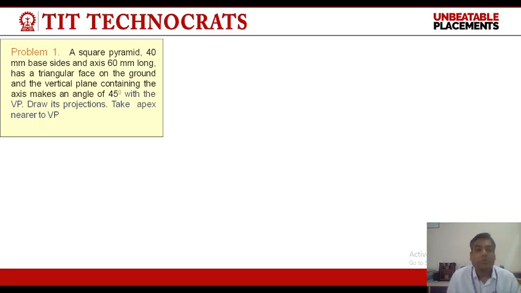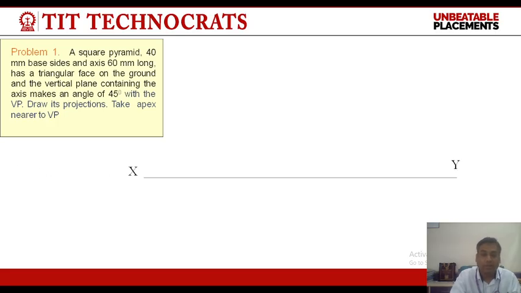Take apex near to the VP. So this is the problem of a square pyramid. Okay, we will start by drawing a line XY.